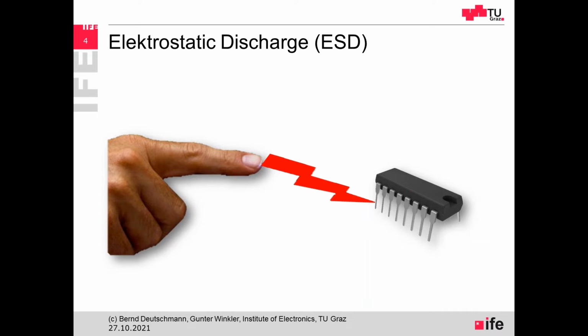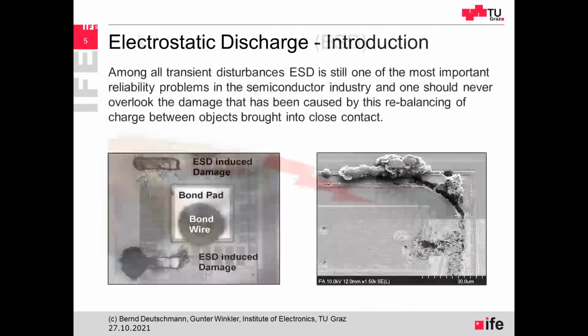So when you're touching the pin of an IC, you might discharge into this pin, and then over the lead frame and the bond wire, this transient disturbance might travel into the integrated circuit, and there it can cause some effects, as you can see here on the screen. For example, really significant destructions within the microelectronic system.